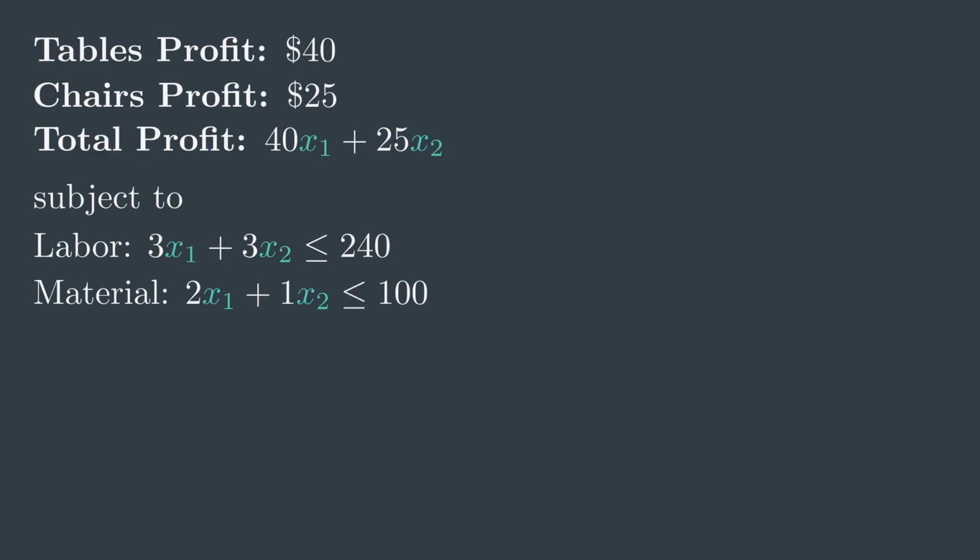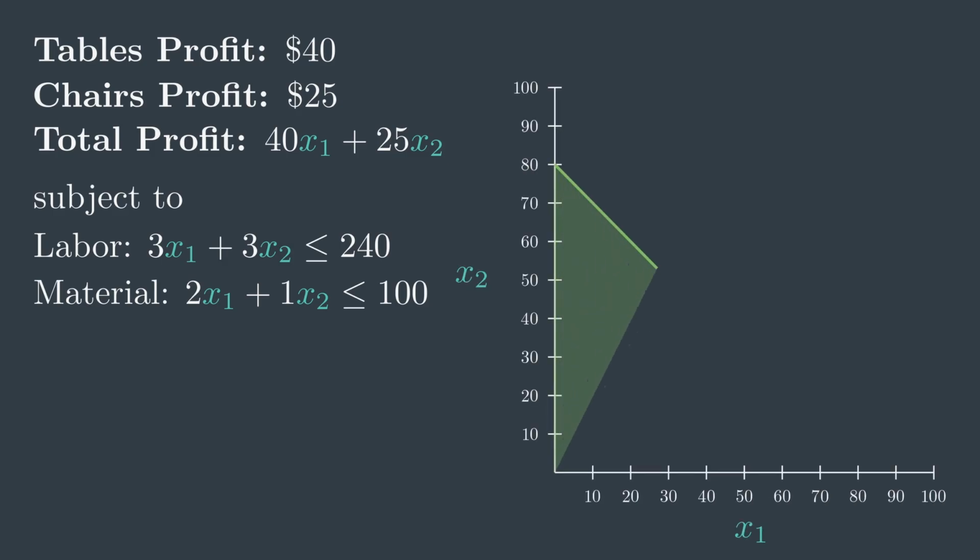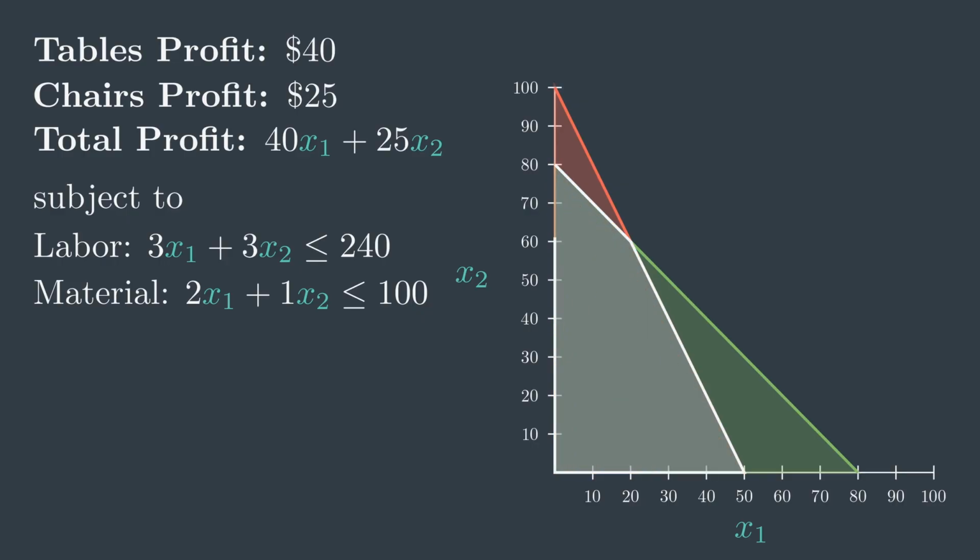Let's also say that tables and chairs cost 2 and 1 wood units respectively, and you cannot exceed 100 wood units of supply. We can plot both constraints on the Cartesian plane. In green, every point in the shaded region satisfies our labor constraint. In red, every point there satisfies our material constraint. Their intersection is the region we need to look at, where both constraints are met.